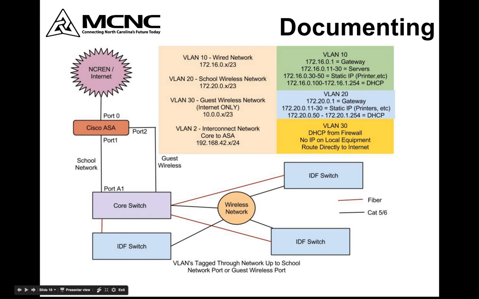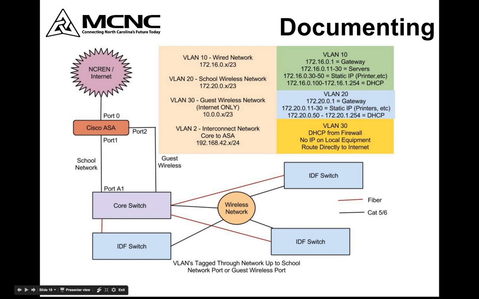VLAN 20, you'll notice the same type thing. It's our network. We've got DHCP. Now, you do not have to have DHCP enabled on these networks. If you wanted to, you could statically assign all of these IP addresses and only have DHCP for your wireless network.